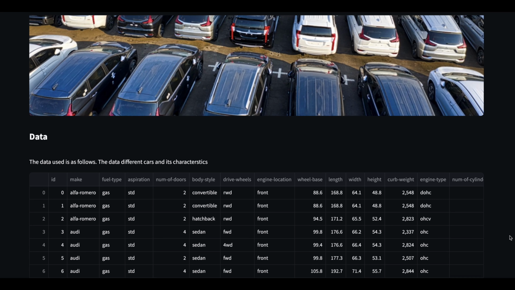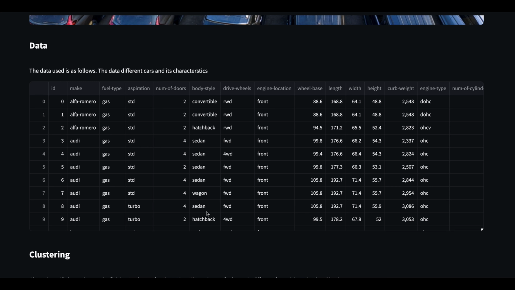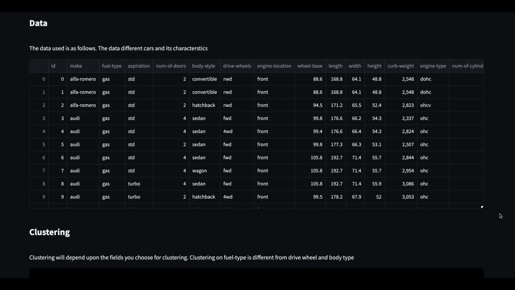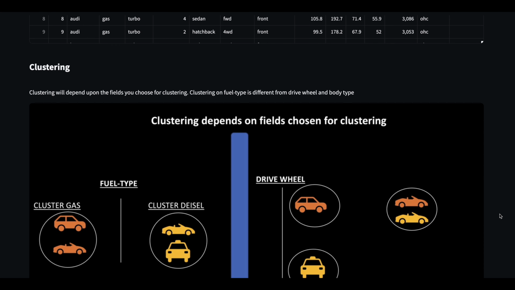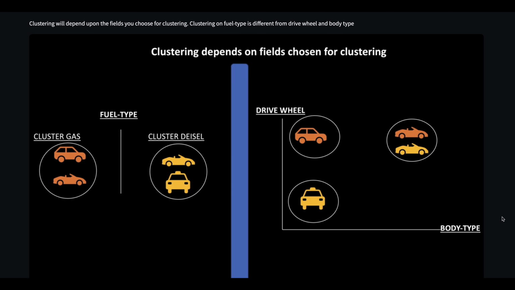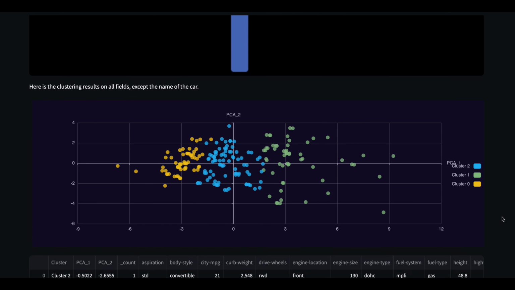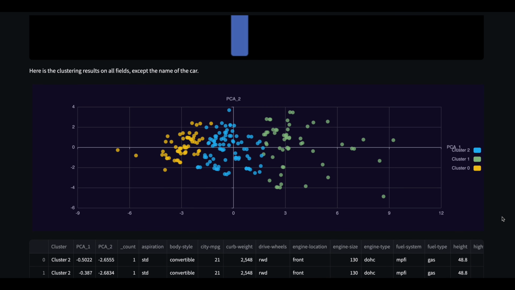Here's the data set we'll be working with. It has everything: car brands, technical specs, prices, a complete package. And depending on which features you choose, your clusters will look very different. Pick fuel type, you'll get one pattern. Pick drive wheel or body type, you'll get a completely different pattern. That's the beauty of clustering. It adapts to what you want to explore. In our case, we'll select all the fields except the car name and generate the final clusters.